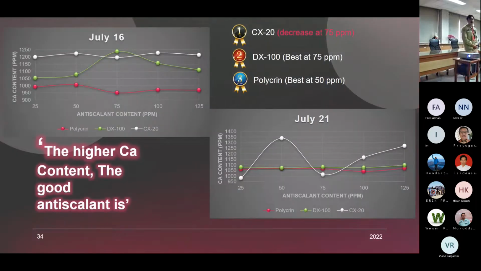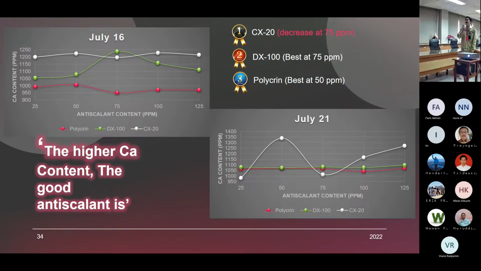Right, so we get the results. We can determine which 4 variants are best suited to be tested in the actual plant test. So we obtained the calcium content for each type and dose variant of the antiscalant here. The basic idea is that the higher the calcium content, the better the antiscalant. How so? It is because we use the same blank samples, so it would mean that it has better calcium solubility.